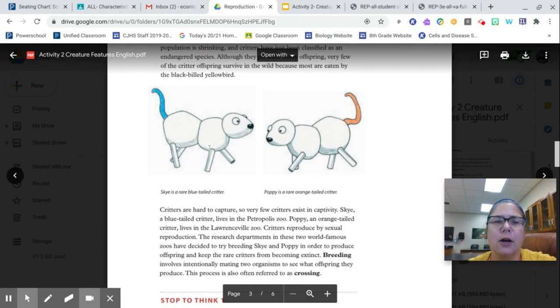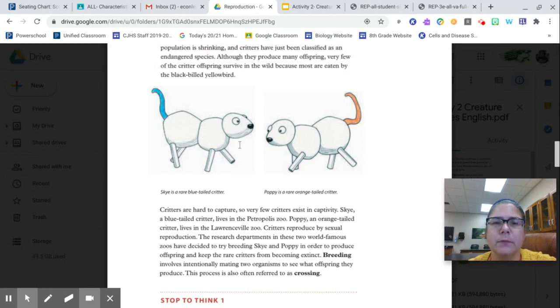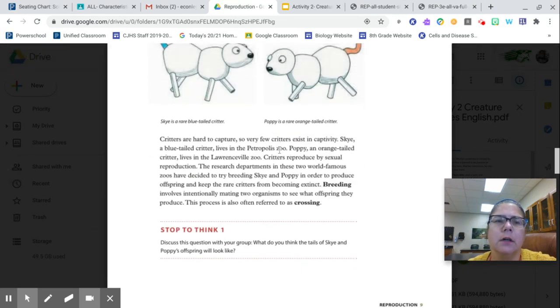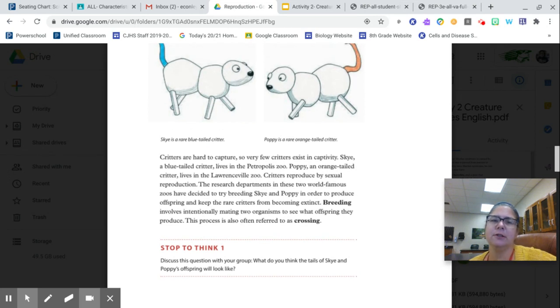Sky is a rare blue-tailed critter. And here's a rare orange-tailed critter, Poppy. So Sky, Poppy. Critters are hard to capture, so very few critters exist in captivity. Sky, a blue-tailed critter, lives in Petropolis Zoo. Poppy, an orange-tailed critter, lives in Lawrenceville Zoo.